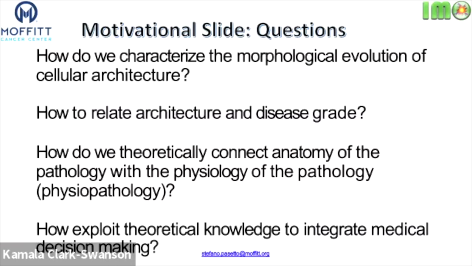this cellular architecture, how to relate it to the disease degree, and how these theoretical pieces of information can be used to connect the anatomy of this pathology with its physiology. Also, because I work at Moffitt Cancer Center, one of the top 10 cancer hospitals in the United States, I want to see how my theoretical knowledge can be integrated into the decision-making process today, now, tomorrow, not in 10 years, okay?